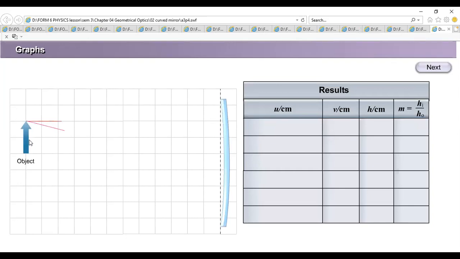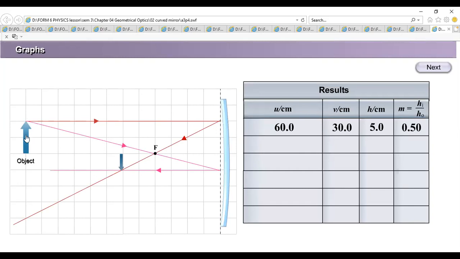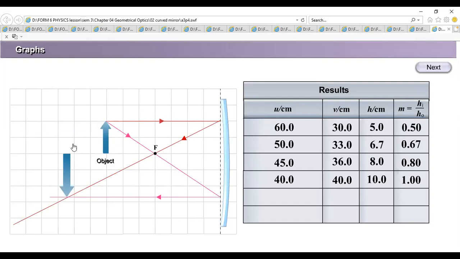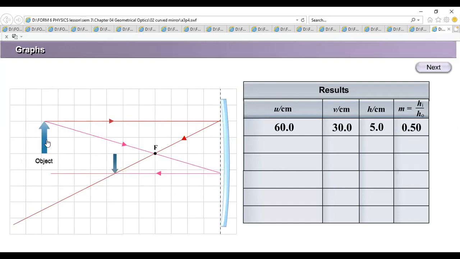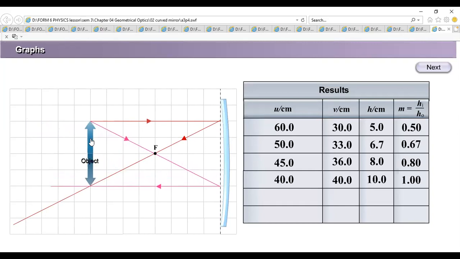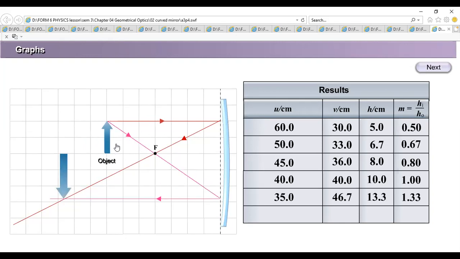Let's look at the object. If we move it nearer and nearer, we notice that when the distances are u equal to v, the height and the size will be equal, and the linear magnification will be 1. And we continue.